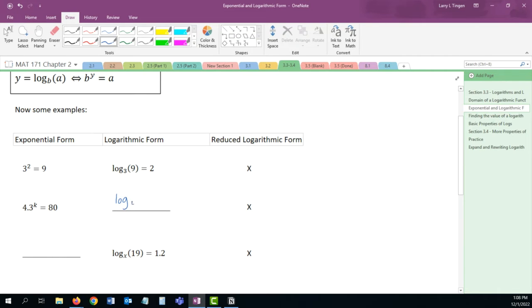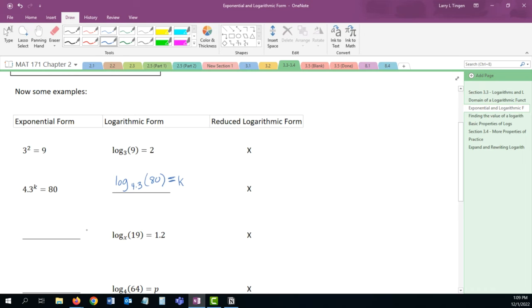4.3 raised to the k is equal to 80. The base is 4.3, okay? And if you're trying to follow along here, I'm in exponential form, this b to the y is equal to a form. b becomes the base of the log. a becomes the argument. What is a? a is the number on a side by itself that's not raised to a power. So that's 80. And then that equals k. What does 4.3 to the k equals 80 mean, or how do I solve that for k? What is k here? It's the power I have to raise 4.3 to get 80.